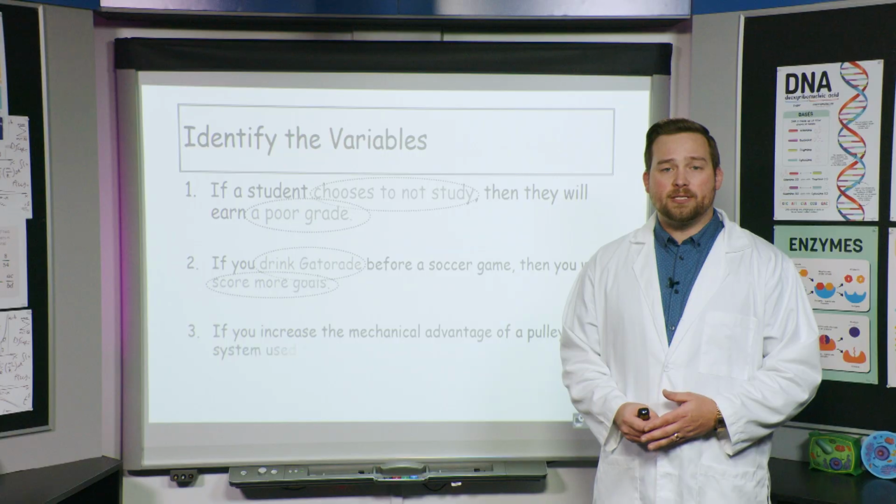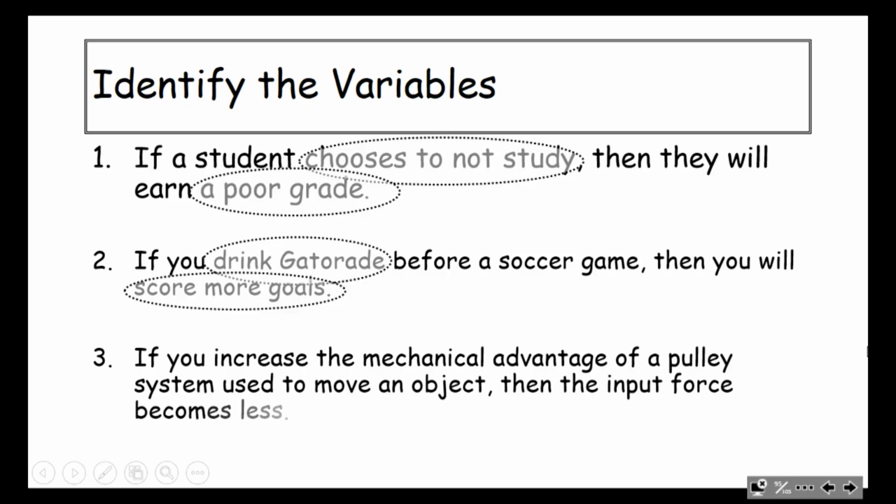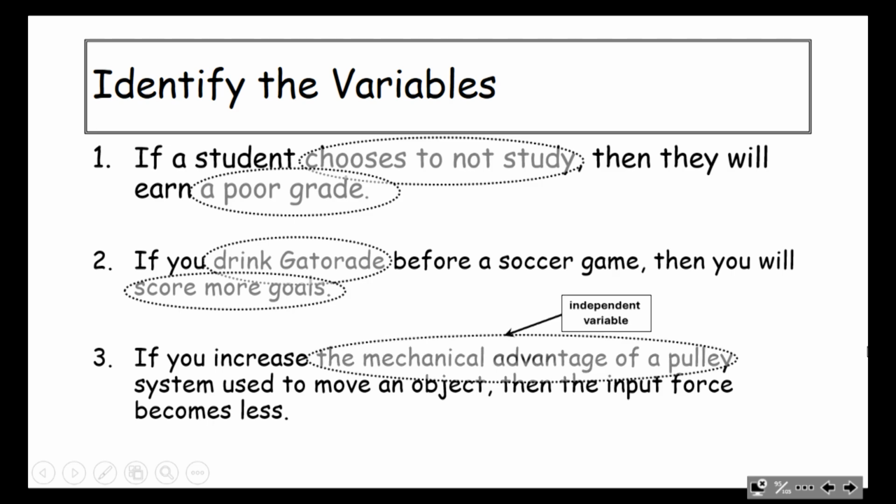If you increase the mechanical advantage of a pulley system used to move an object, then the input force becomes less. Okay, so something is the cause and something is the effect. In this example, the independent variable is going to be the mechanical advantage of a pulley. You can increase it or decrease it. So you've made a choice on what to do to that pulley. What is the result of changing the mechanical advantage?